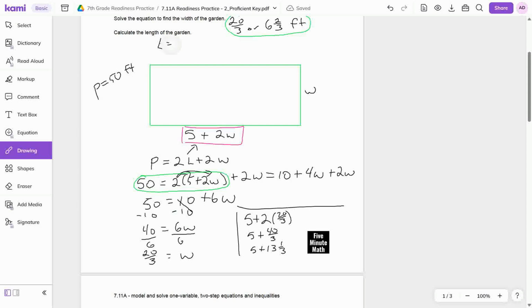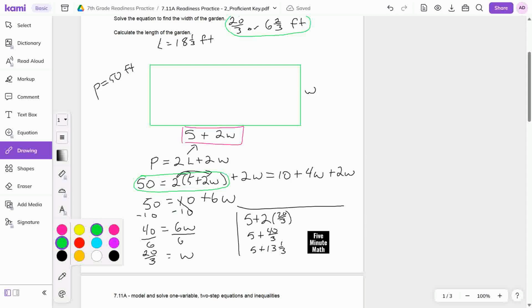So L equals 18 and 1/3 feet, if we wanted to do that, or you could make it 55/3. Either one works. All right, so that's it for number 1.